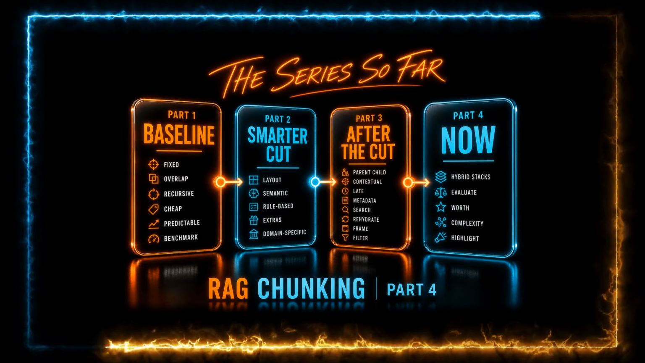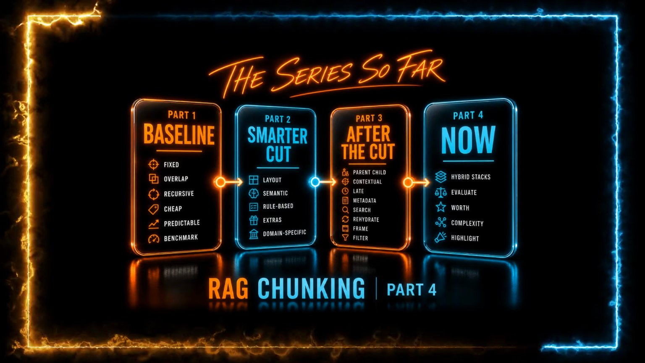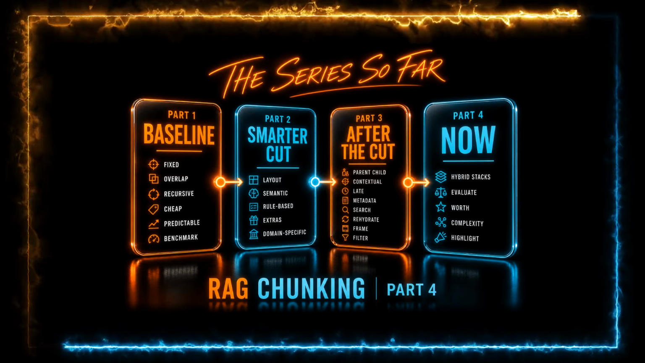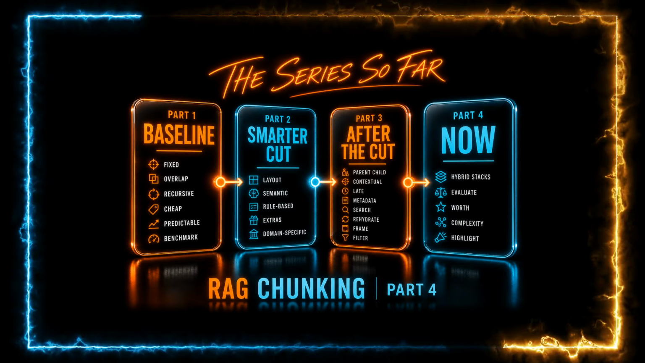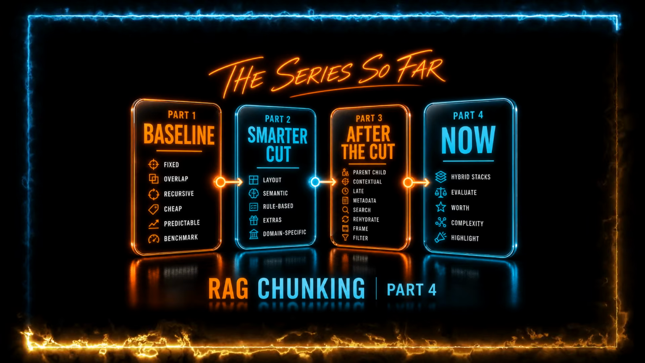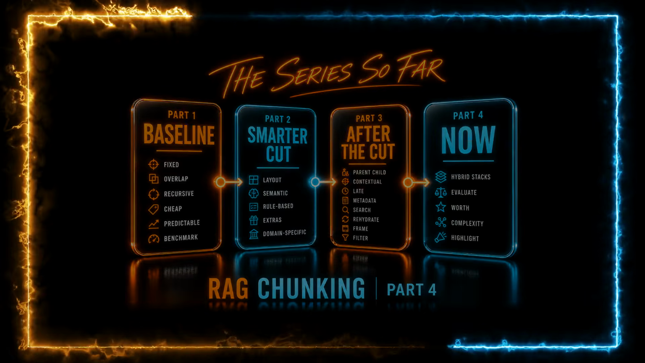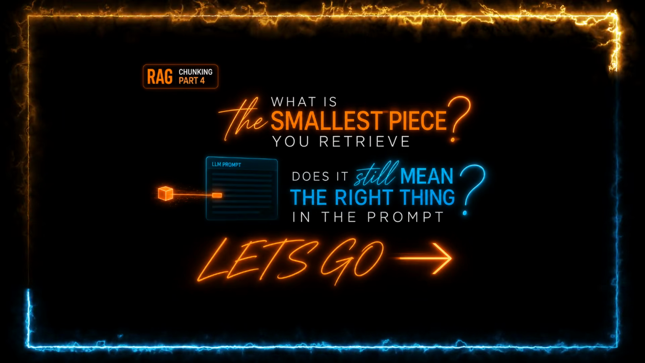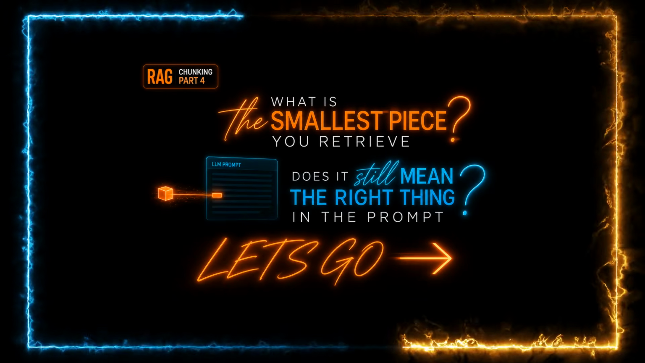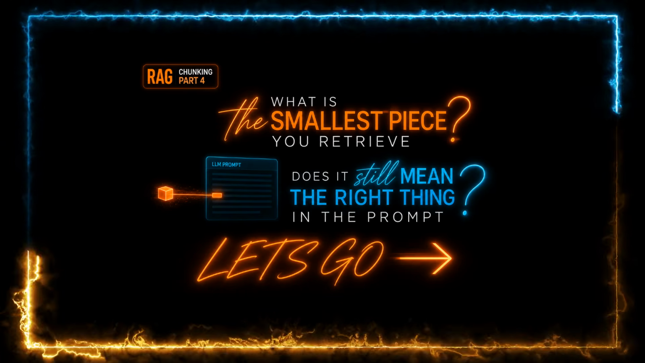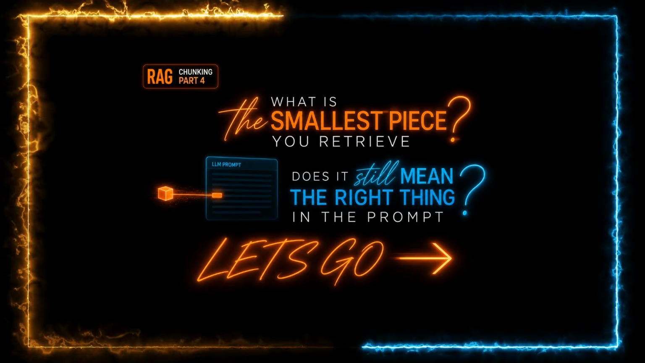And now, in Part 4, we will wrap the series: hybrid stacks teams actually ship, how these layers combine, and how to evaluate what's worth the complexity on your corpus. Same question as always: what's the smallest piece you're willing to retrieve? And does it still mean the right thing when it lands in the prompt? Let's go.